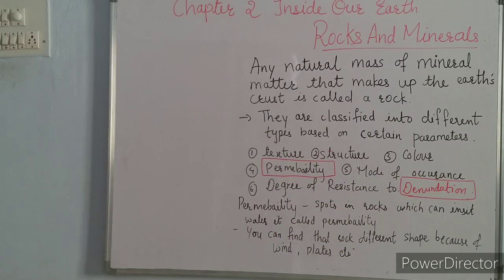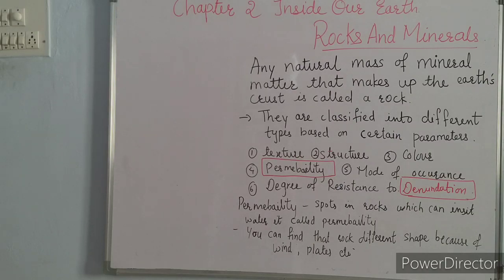So permeability is nothing but the spots in the rock which water can enter. And you can find different types of shapes in the decantation of the rock because of the wind, the temperature and the ice.